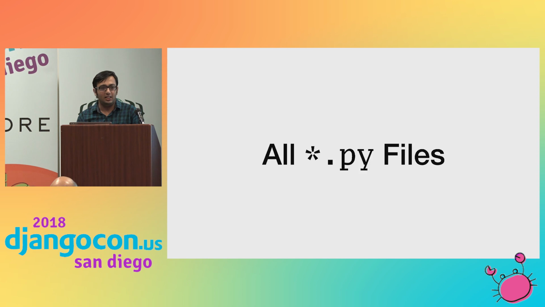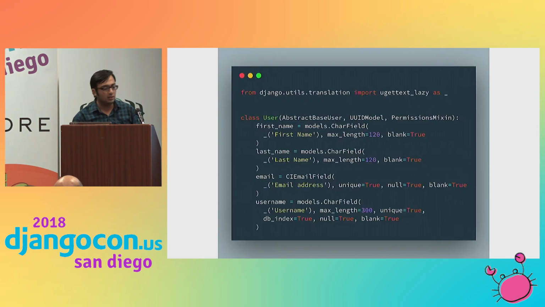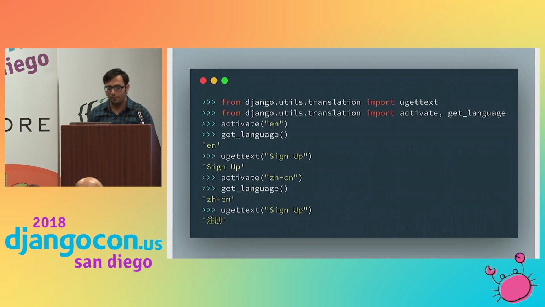So let's discuss how to support translations in all .py files. So we'll talk about models. I have this user model here, which has the verbose name defined with the ugettext lazy function. So if you see the import at the top of the file, it's from django.utils.translation import ugettext_lazy as _, and all the verbose name properties are marked with ugettext lazy. So wherever they occur in your CMS or whatever, the translations would be picked up.